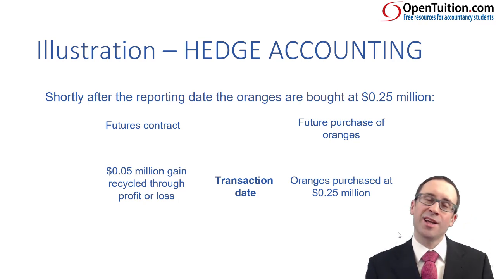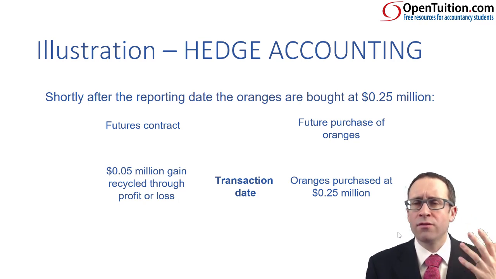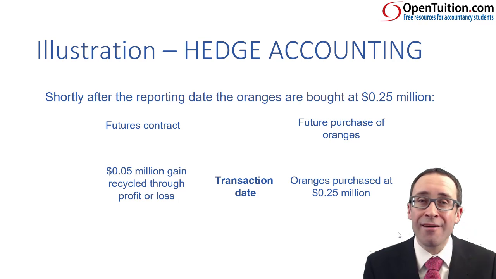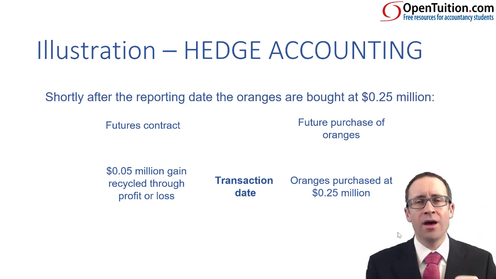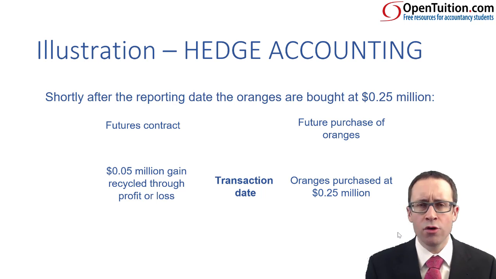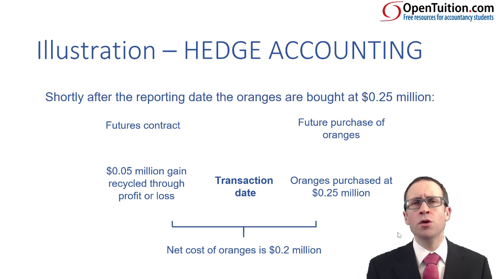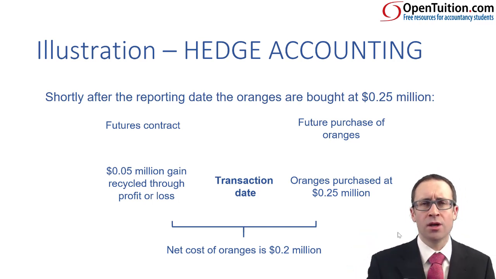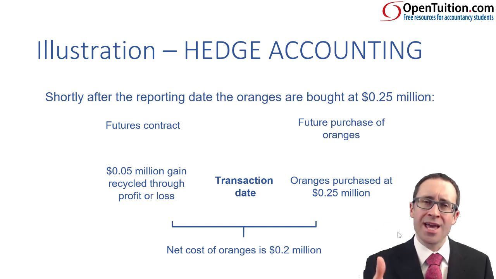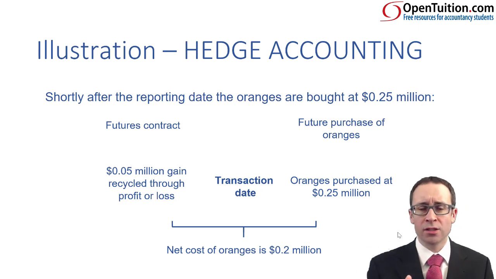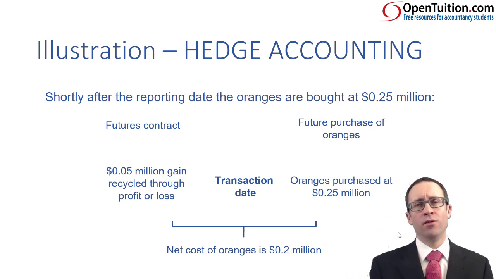But magic, we've made a gain when we close out our futures contract. We placed a bet on the value of the oranges rising. They have risen. We were right. Hurrah. And therefore we make a gain. So we get some cash in when we make that gain. That gain of 0.05 million is then recycled through profit or loss. And the magic there is that, yes, we record a purchase of 0.25 million because that's what we pay for the oranges. But we then net off that gain of 0.05 million against the 0.25 million purchase price, which gives me a net cost of 0.2 million.